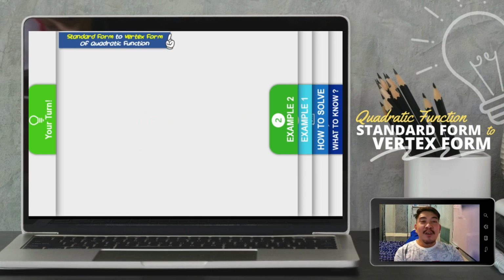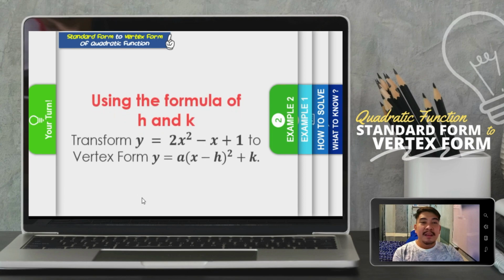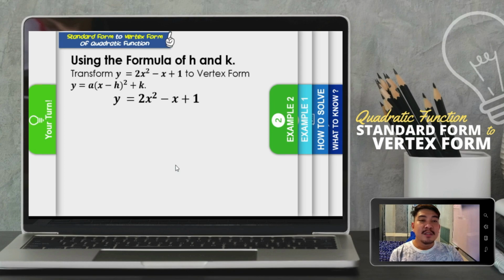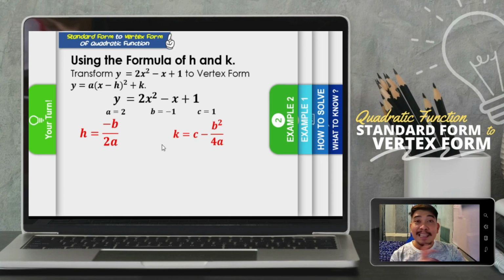Okay, so let us now have another example. Using the formula of h and k, let us transform y is equal to 2x squared minus x plus 1 to its vertex form. So again, we need to get the values of a, b, and c. The value of a in the given function is 2, the value of b is negative 1, and c is equal to 1. Next, we need to substitute those values to find the value of h and k.